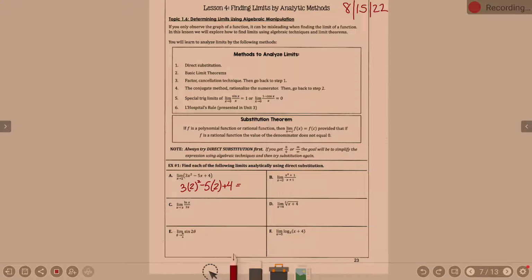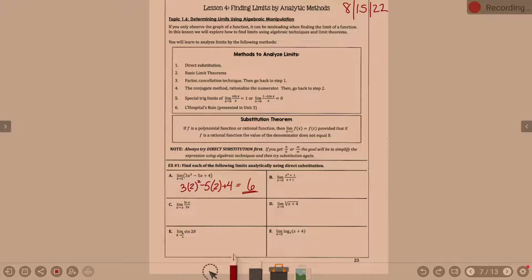What, 12 minus 10 plus 4? Doing your math correctly, did you get 6? Okay, so that's basic, just plugging it in. As long as it works, give that a try. Now, occasionally we'll have to backtrack. It won't work.